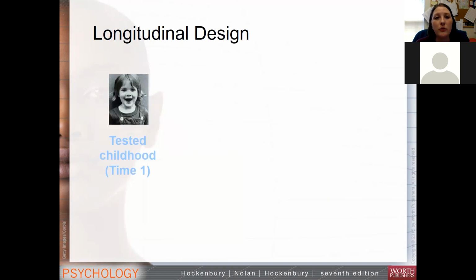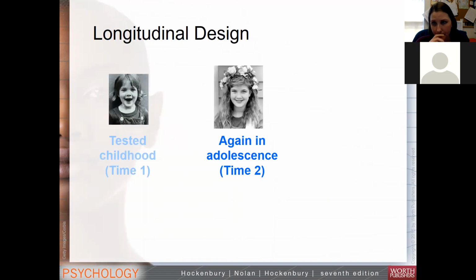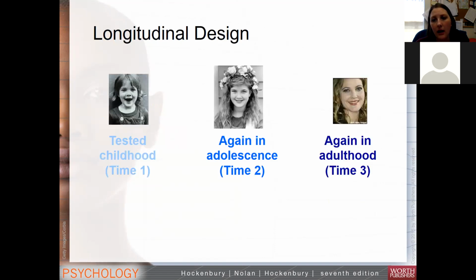So let's say we test Drew Barrymore when she's 4 years old, and that's going to be our time point 1. So she's tested during her childhood, then she's tested again at the second time point during adolescence. So this is another picture of Drew Barrymore. And then finally, we test her again when she's an adult, and this would be time point 3.